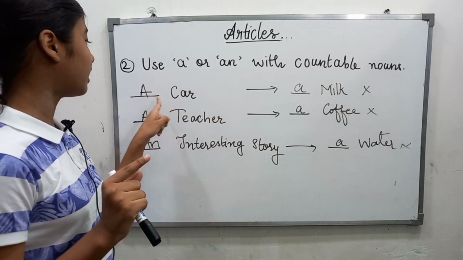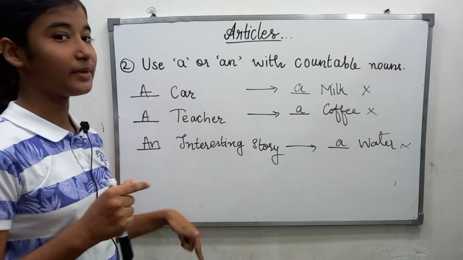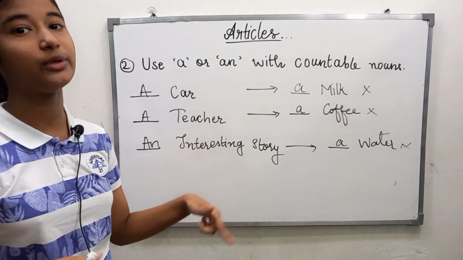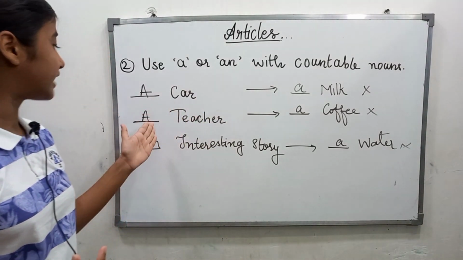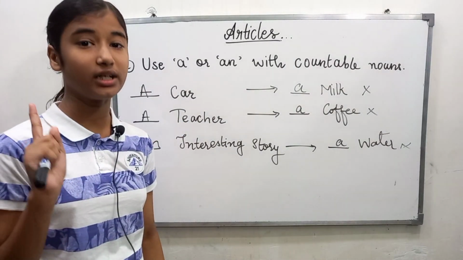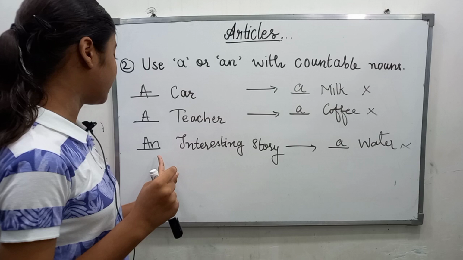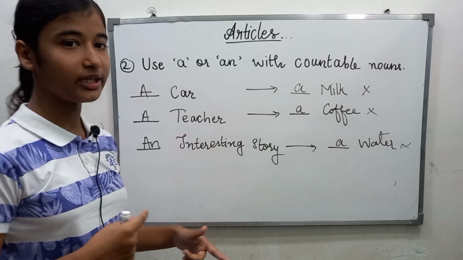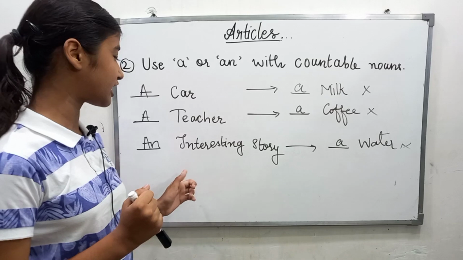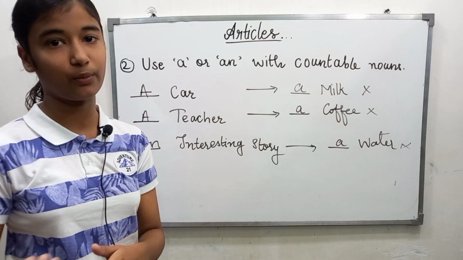That's why a car. And here, why are we putting a? Because as I mentioned earlier in rule number one, the sound is k. That's why. And it can already be counted. That's why. A teacher. Now we're just talking about a teacher. An interesting story. Now here, the story is really interesting and we're talking about that one particular story. That's why, although we did not give the name to it, still we are telling someone about it.